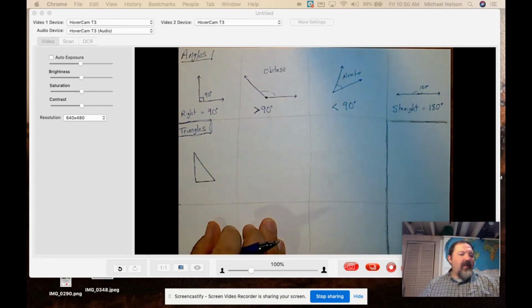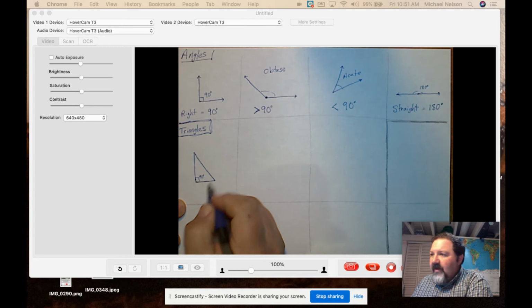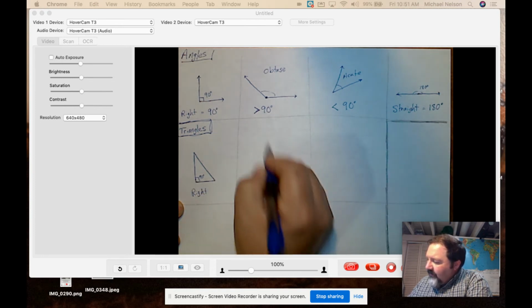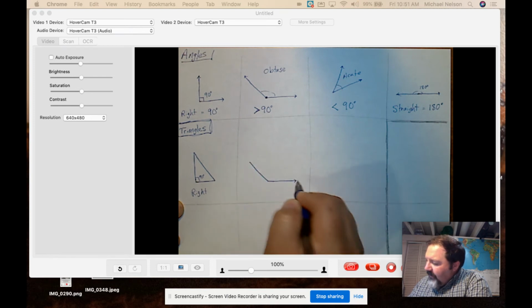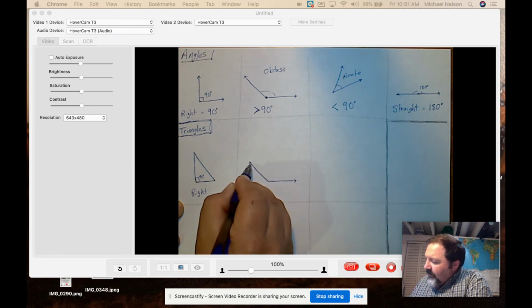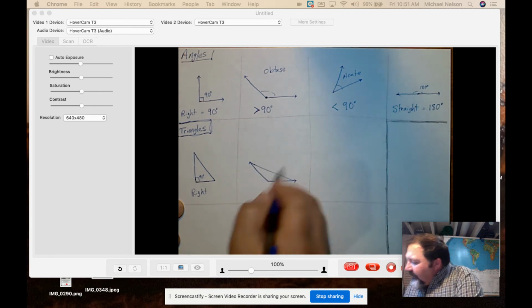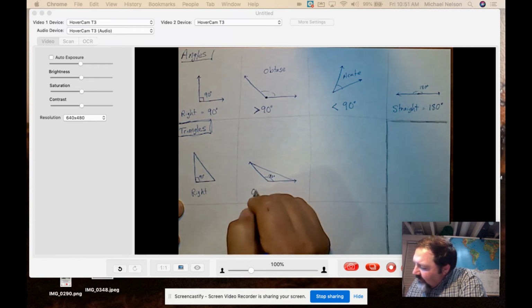But anyway, this is a right triangle. 90 degree angle. You can only have one, but it doesn't matter. As soon as it has one, it becomes a right triangle. Okay? You can have an obtuse triangle, very similar to this. Your angles are greater than 90, but at some point there's another line that goes across. And this angle right here, only one angle has to be obtuse. That makes it obtuse.